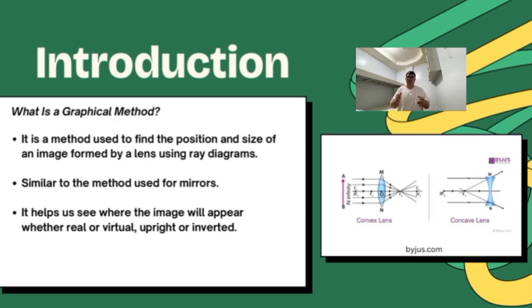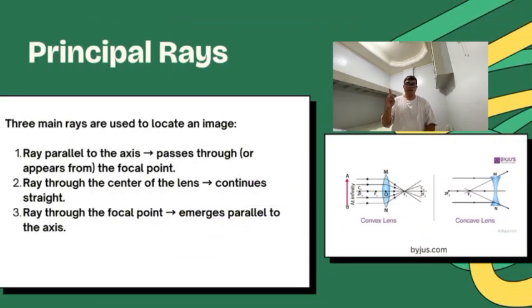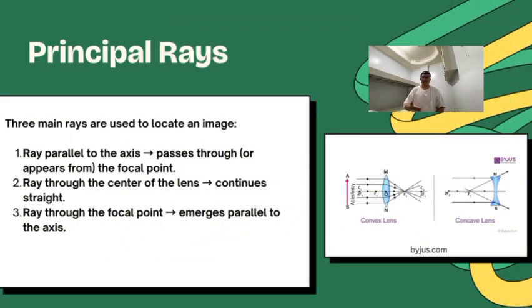It's almost the same method used for mirrors, but this time it's for lenses like the ones in our cameras or even our eyeglasses. There are three important rays that we use to find the image. First, a ray that goes parallel to the axis will pass through or appear to come from the focal point.